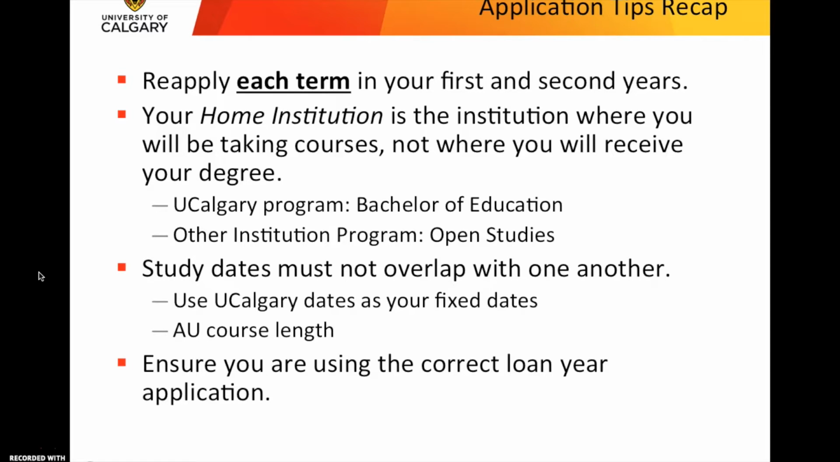When submitting multiple loan applications, your study dates cannot overlap with one another. Please ensure you apply keeping this in mind. This is especially relevant if you'll be attending Athabasca University. Ensure you use the correct loan year application as outlined. The loan year runs August 1st to July 31st, so the rule of thumb is if your term begins before August 1st, you use the previous loan year application. If your term begins after August 1st, you use the current loan year application.